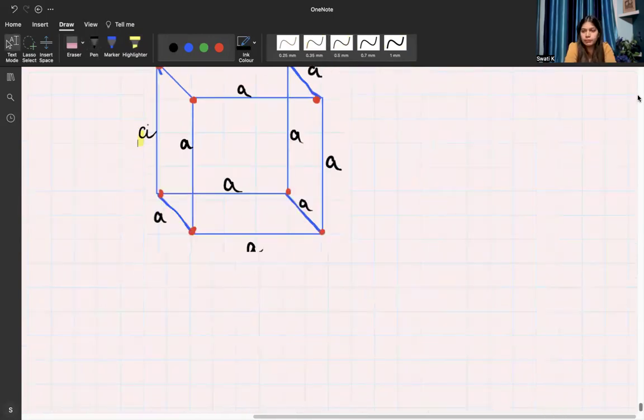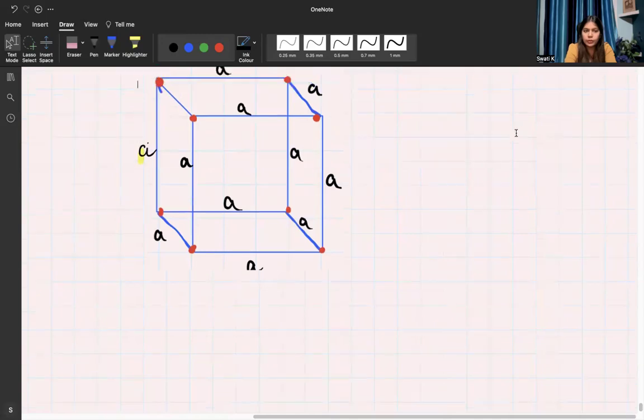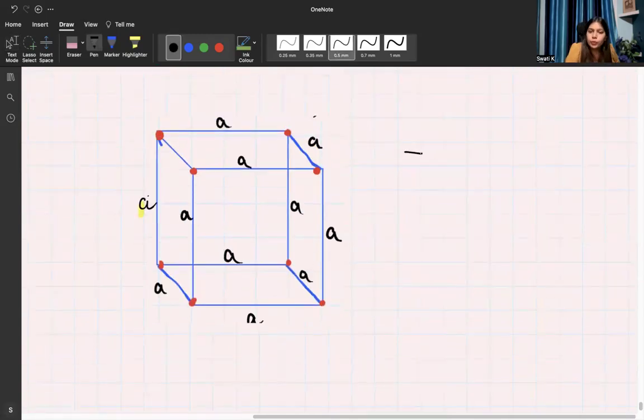So for the total surface area, TSA, it is going to be the sum of all the faces, right? So what is the area of the front face? Now you should know what is the area of a square. Side into side. So here that side is A. So what is the area of the front face? A into A. That means A square.